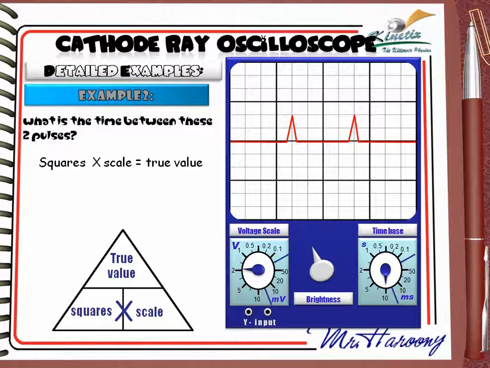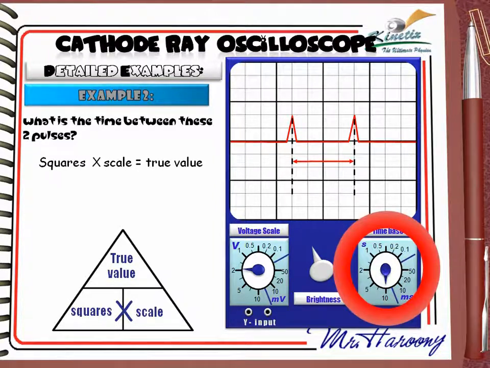The time between the 2 pulses shows the difference in time between the 2 racers when they reach the finish line of the race. As we are talking about time, we are concerned with the horizontal axis or the X-axis. It's clear that there are 4 squares separating the centers of the 2 pulses. In this case, the scale is the time-base control, which is adjusted to 10 seconds per square. This means that each square on the time axis represents 10 seconds.